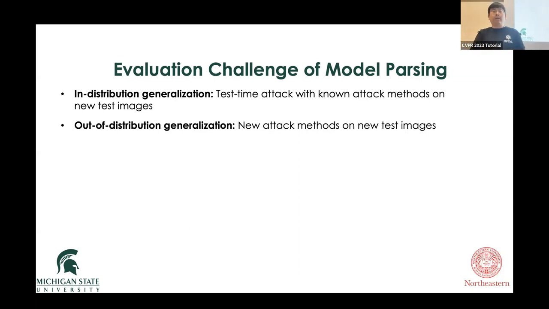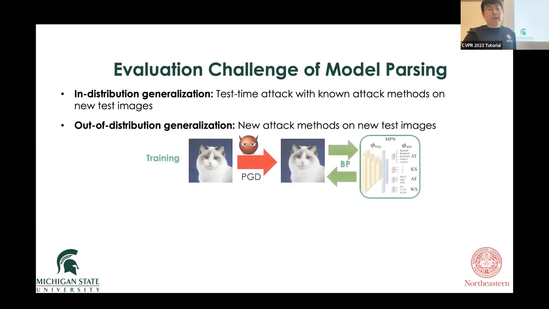Here, to align with the classification problem, we call it out of distribution generalization, but this is actually for the attack, okay? Not for the image. So we want to consider new attack methods applied to the new test images. This is called out of distribution generalization. I will show that in some scenarios, model parsing is actually also possible for the out of attack distribution scenarios.